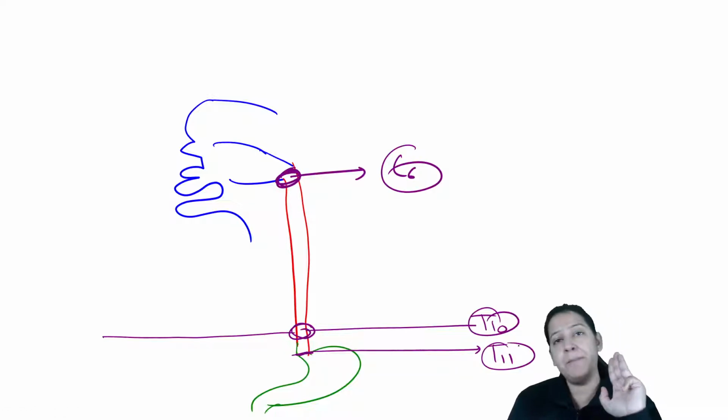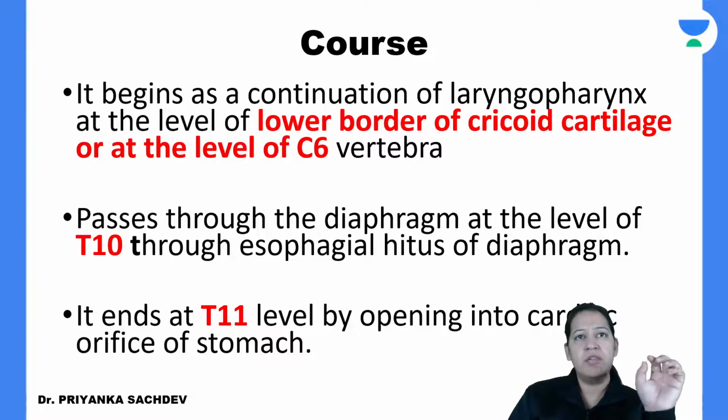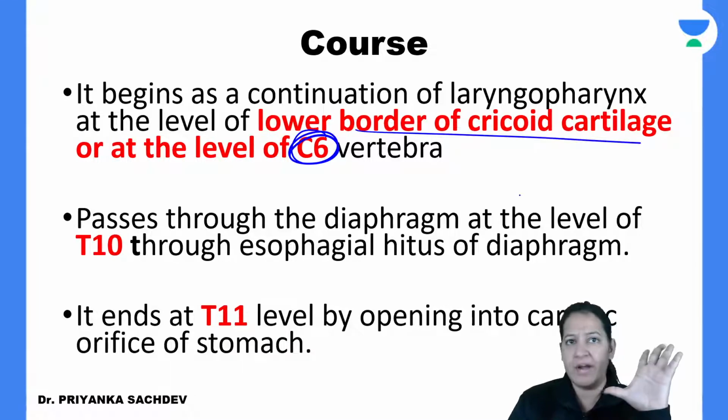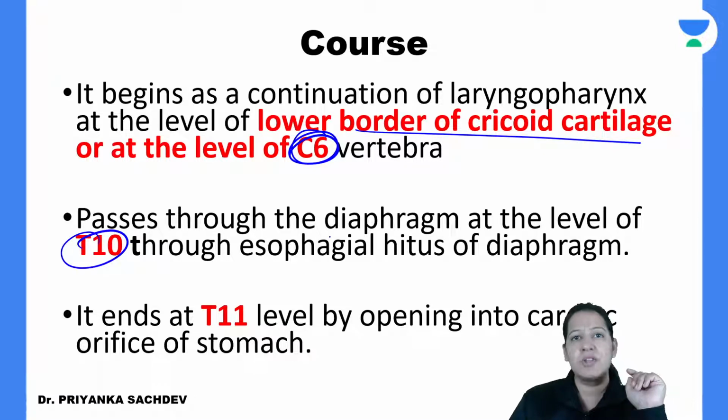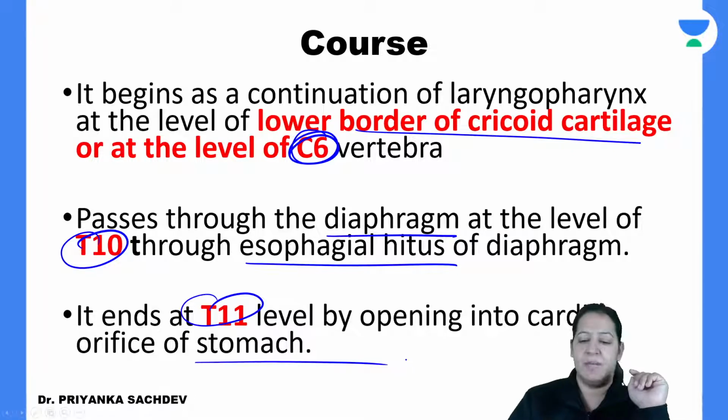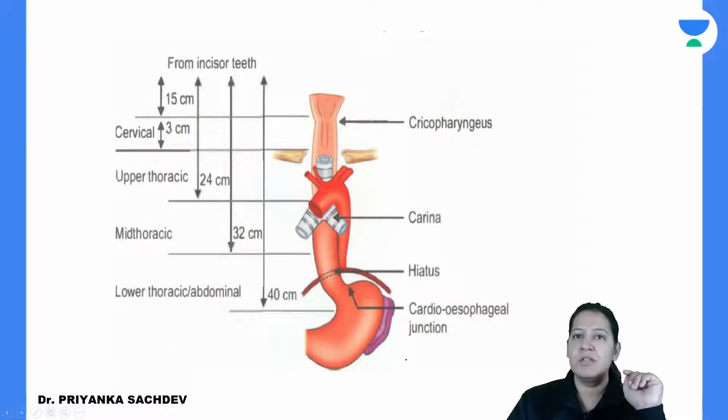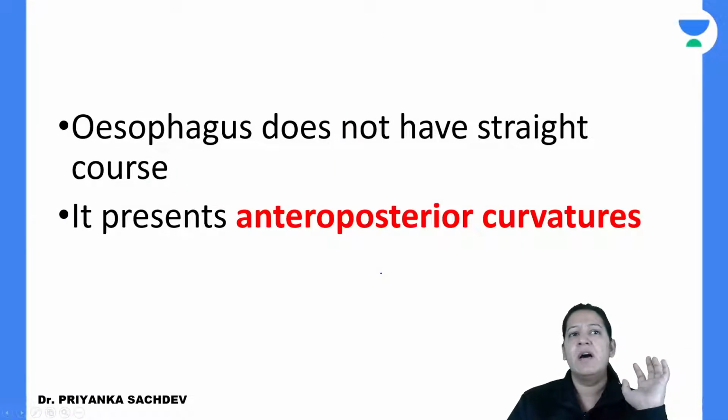These are the three main markings of the esophagus. So what are the three main markings? At C6, it is starting at the lower border of the cricoid cartilage. At T10, it is passing through the diaphragm through esophageal hiatus. And at T11, it is opening in the stomach. Have you got it? So these are the three markings you can see here, right?